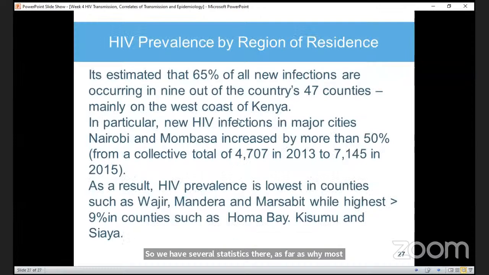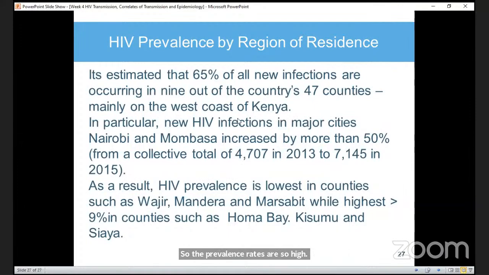Then we have another interesting area here, which is prevalence by region. So here we have regions in Kenya where the prevalence rates are so high, and we have regions in Kenya where the prevalence rates are so low.